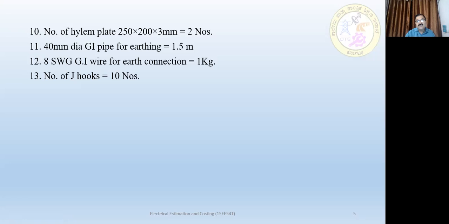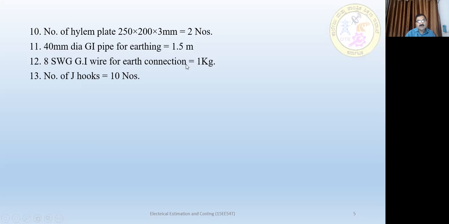So the weight of 8 SWG GI wire may be about 1 kg for 10 meter. So 1 kg of 8 SWG GI wire can be used for earth connection. That means from point to the earth, solid mass of earth. So this wire is used to connect from socket to this GI pipe fixed at outside of the house in the solid mass of earth.